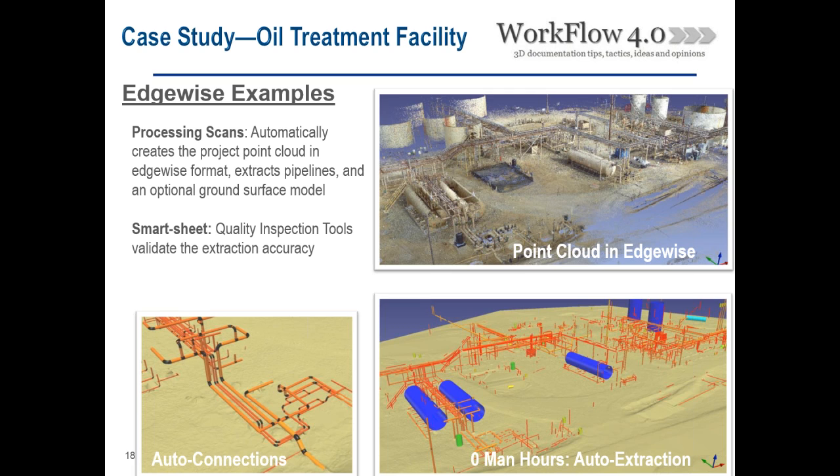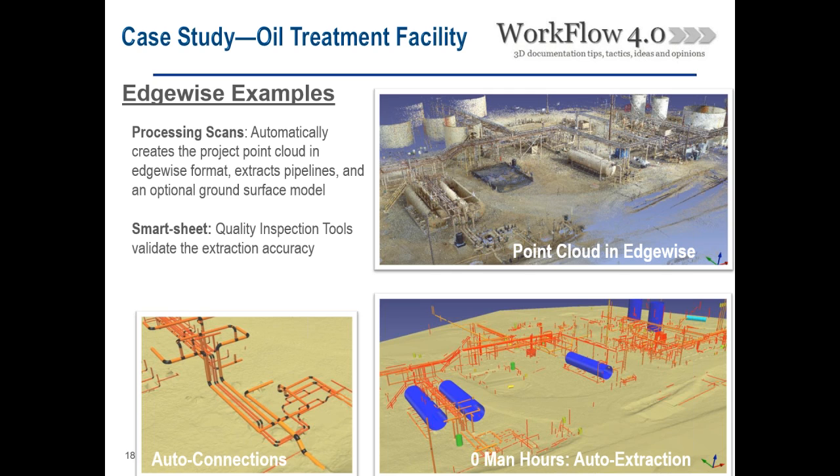So here are some examples. We're going to review how we utilized Edgewise on this specific project. Here are a couple images showing our point cloud inside Edgewise. As it says in the text here, when I process the scans, that's literally a button you push. You set up some settings, and that's where it creates this point cloud in Edgewise format. It'll extract cylinder shapes, pipelines, and you also have the option to do your ground model from there.